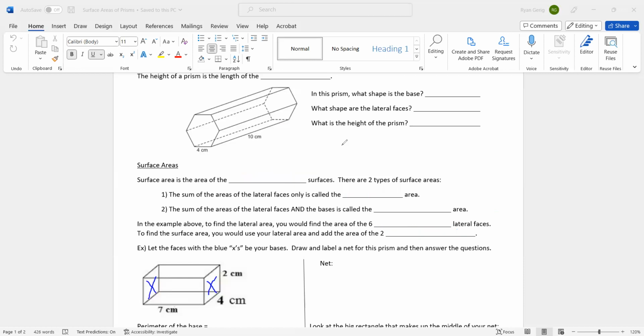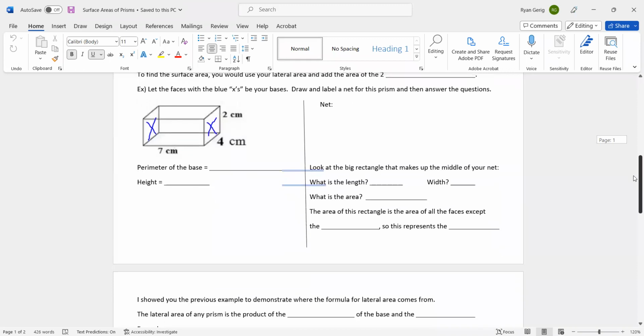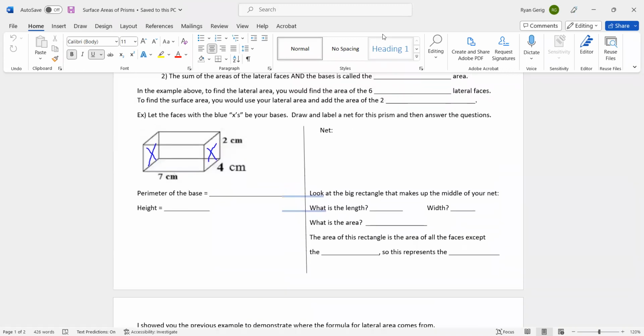All right, so now I'm going to develop the idea of lateral area. So I started you out with a box. Or it's not a cube, it's a rectangular prism. And we actually could use the front and back as bases, the top and bottom as bases, or the left and right as bases. It could be any of them because they're all parallel to each other. But I'm going to set the ones that are marked there in blue X's as the bases. Okay, so the bases are the left and the right.